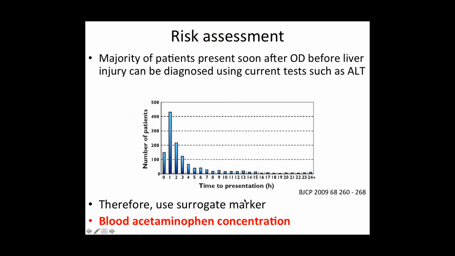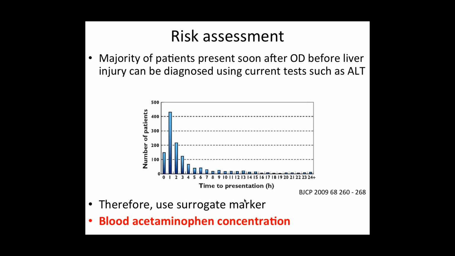Now, paracetamol or acetaminophen overdose is very common. The challenge is to decide who needs treatment and who doesn't. One of the big challenges is that patients come to hospital very soon after the overdose, at a time when current biomarkers of liver injury, such as alanine transaminase or ALT, cannot exclude injury. Therefore, we're left with inadequate biomarkers.